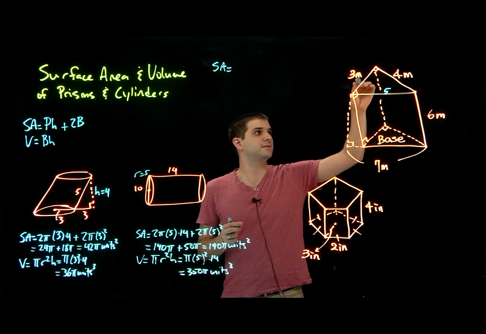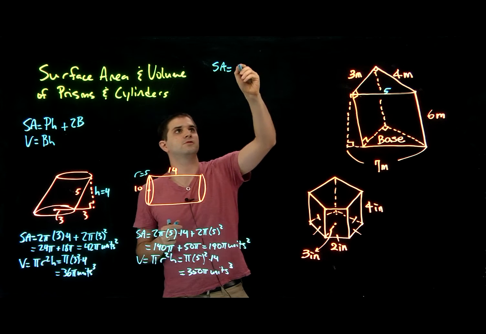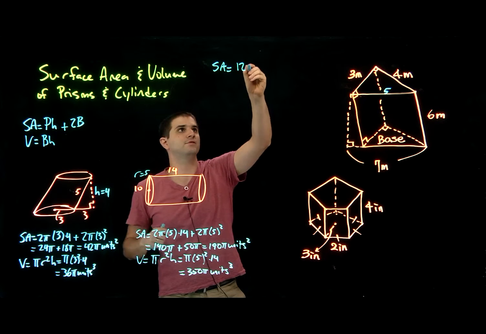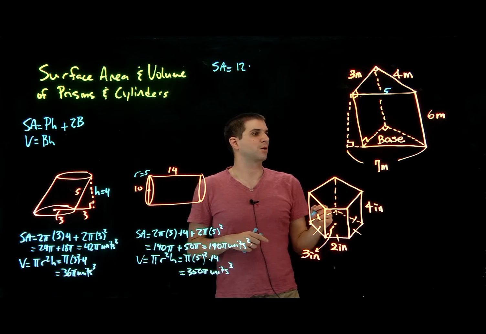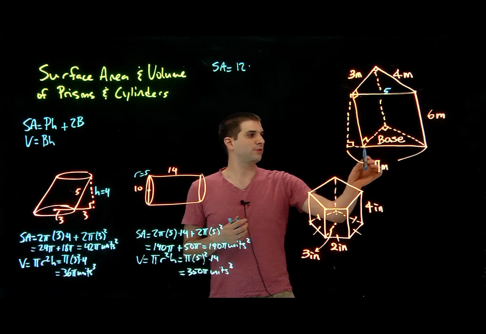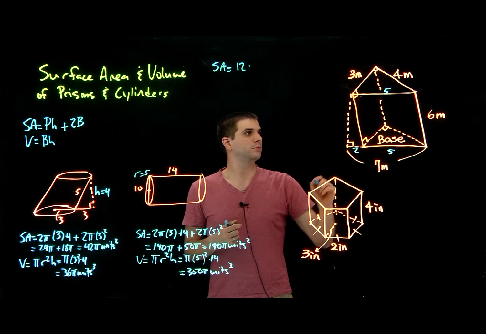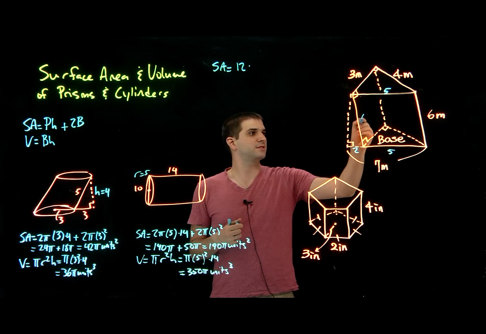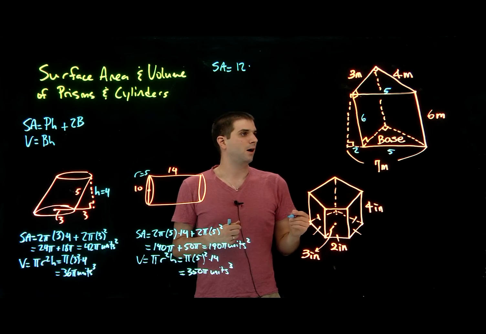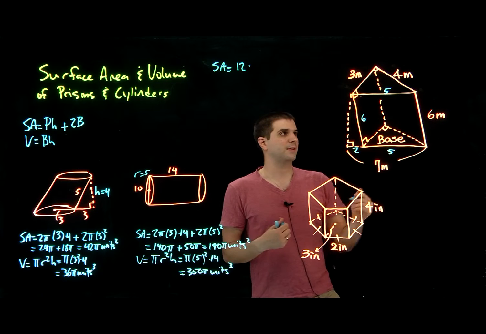That's going to be 7, 12. So 12 times h. Okay, well, what's h? We don't know yet, but we know this is 5. This whole thing is 7, so this is 2. Okay, this is 6. All right, so we have to use the Pythagorean Theorem to find the height.